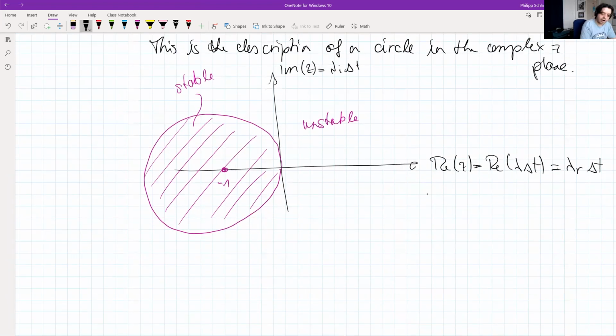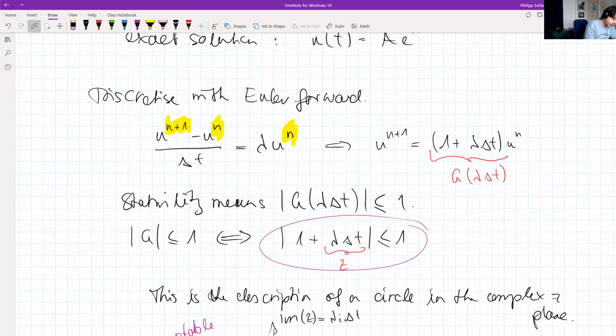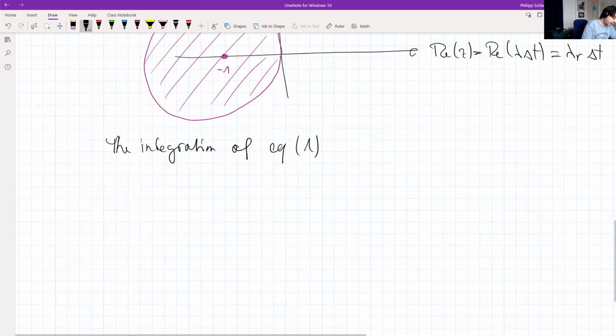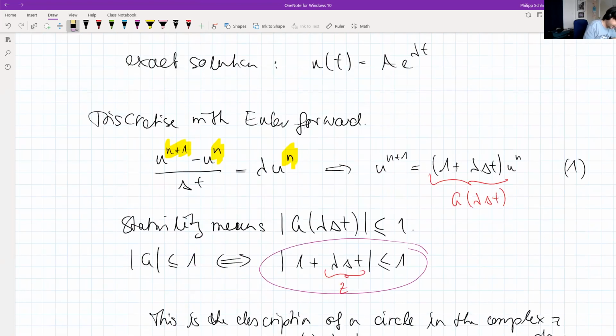Okay, so if you just write that down as a sentence, the integration of equation 1, of course I need to say that this is equation 1, it would be this one. So the integration of equation, no, sorry, this would be equation 2, and equation 1 is actually the ODE that I had earlier.